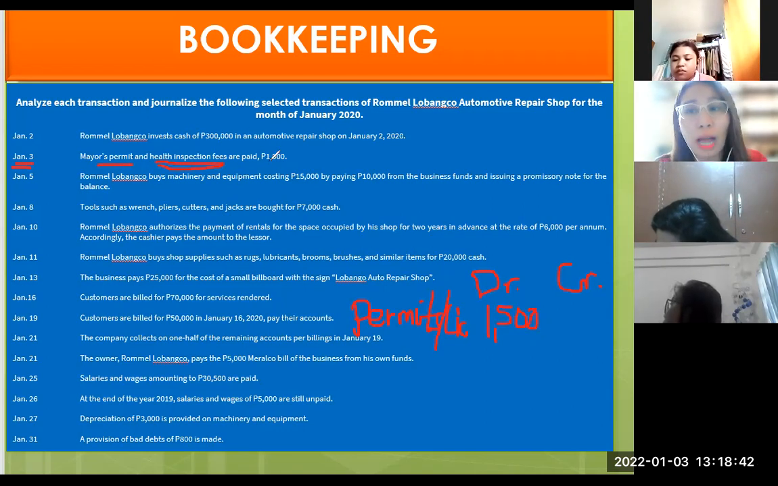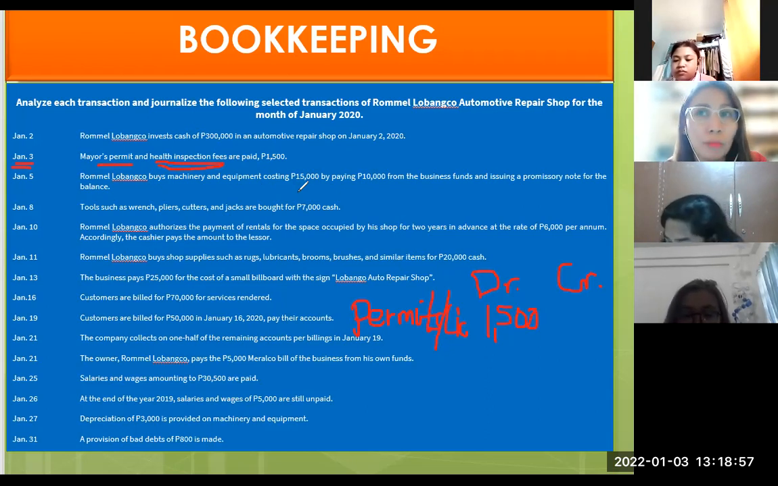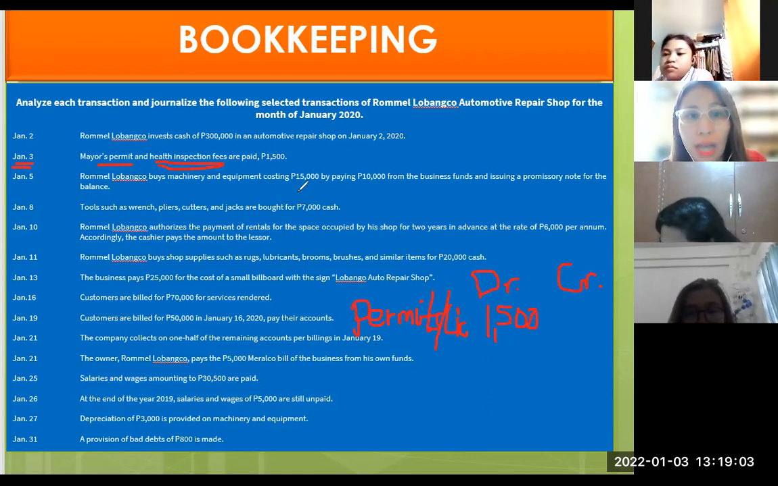And then, ano yung ating credit entry? Credit entry here will be what? Ito yung sinasabi ko, if the transaction is silent, then we will use cash. Okay, walang term na account, wala ring term na credit, therefore we will use cash. The transaction is silent. Always use cash.